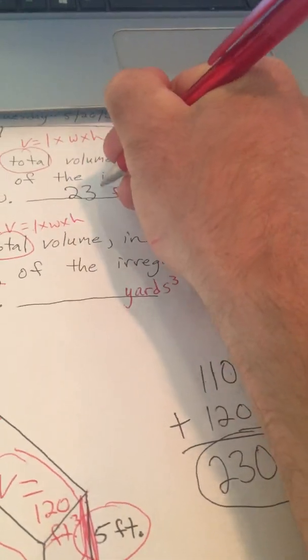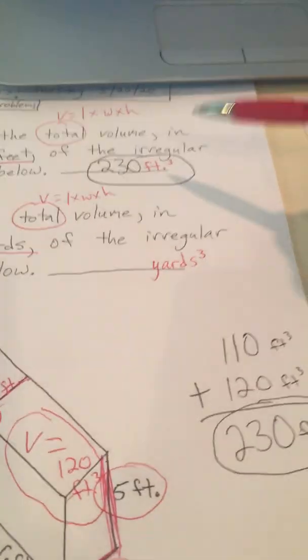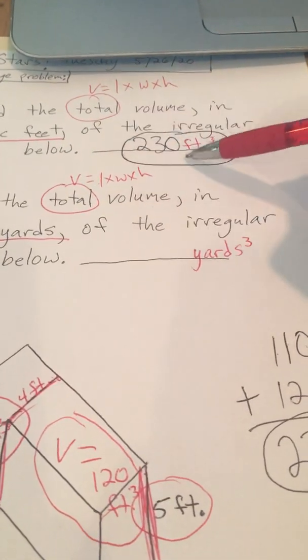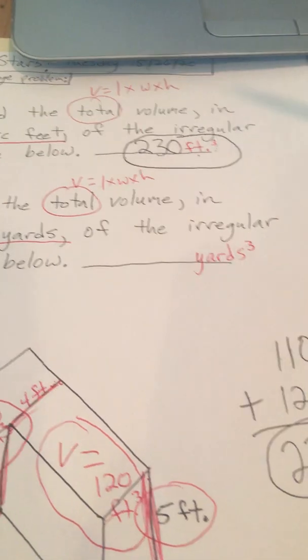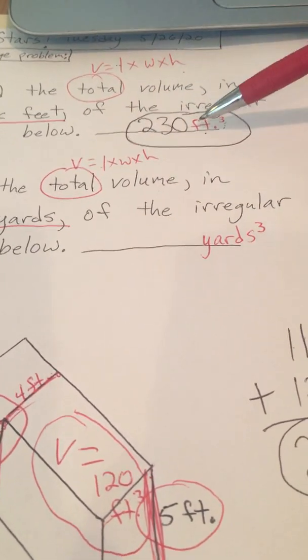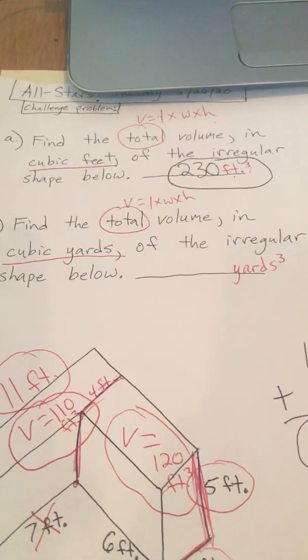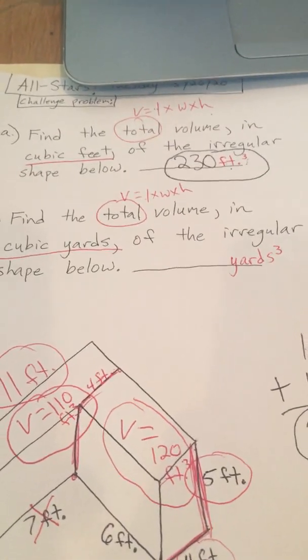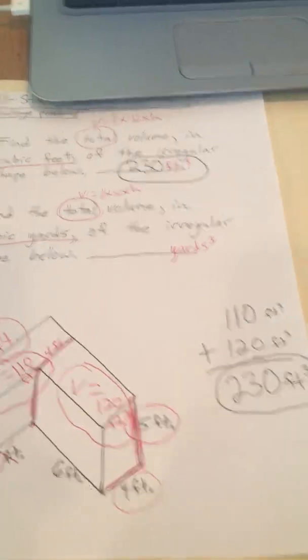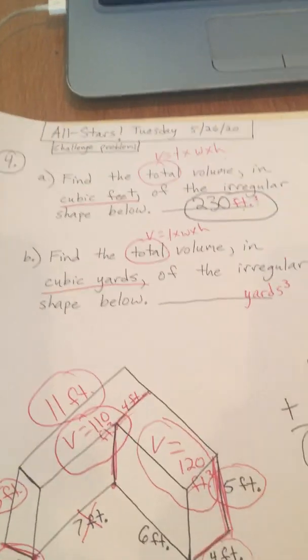So in cubic feet, the answer is 230 feet cubed, or 230 cubic feet, because volume is always in cubic units, because there's 3 of them. Feet times feet times feet makes feet to the 3rd power. So part A, 230 cubic feet. Give yourself some snaps if you got that. That took a while. There was a lot of work to do with that. So good job. We've worked hard to get to this position where we're able to do that.